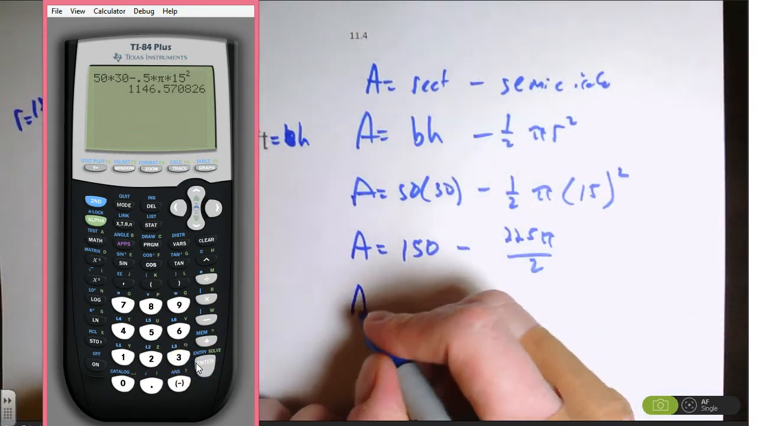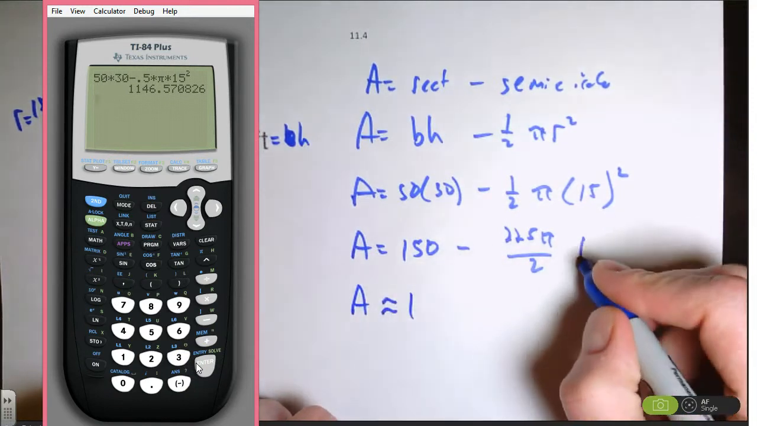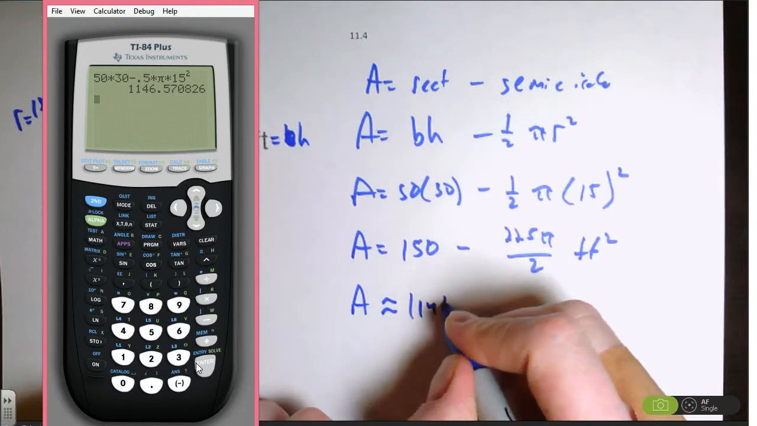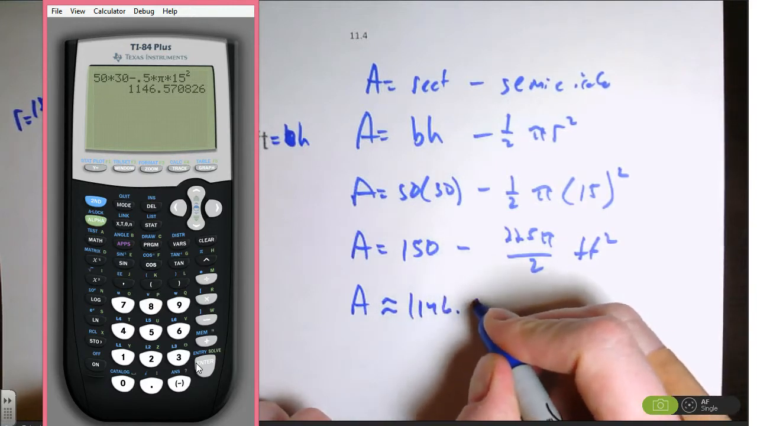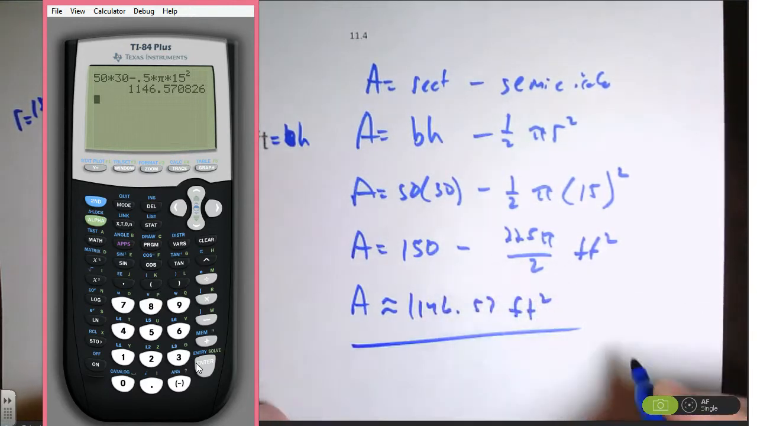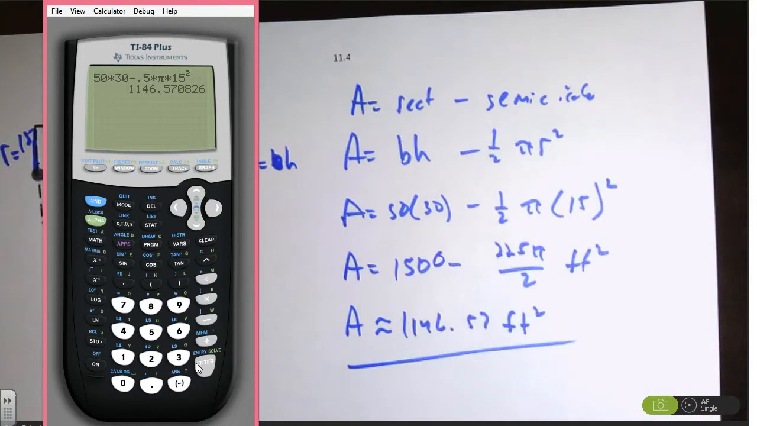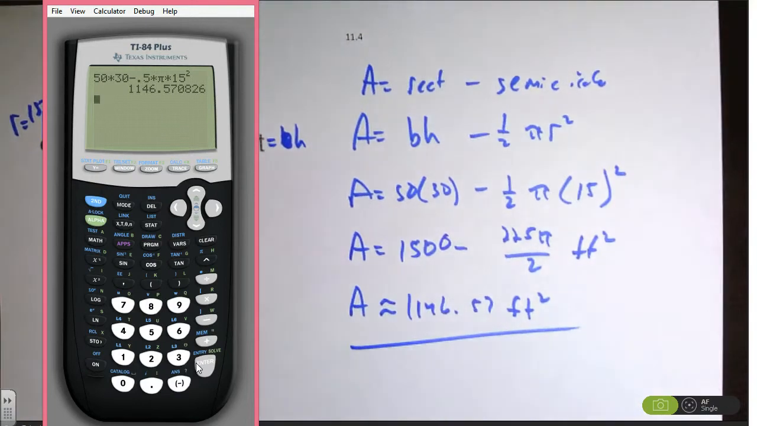1,146.57. This is the exact answer, feet squared. Approximately 1,146.57 square feet. Oh yeah, because this is 1,500, not 150. I was like, wow, this gets so big. Wait a second, that's 1,500, not 150. Okay, next example.